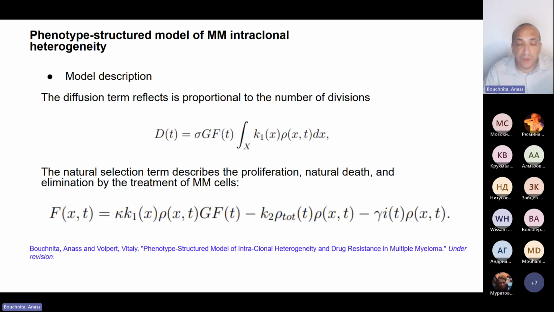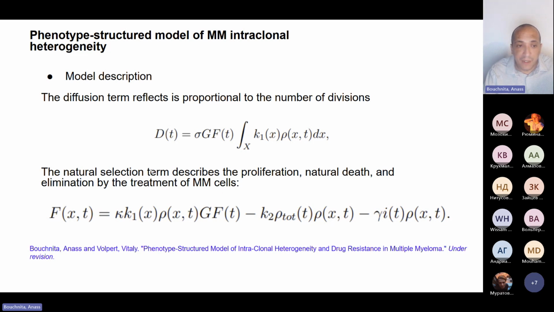So let's start with this diffusion term. First of all, we need to reflect the fact that diffusion here correlates with the number of divisions. To include this, we consider that the diffusion term changes over time, and it's proportional to how many divisions we have in the population, which is calculated by this term, and also proportional to the availability of resources. That was an interesting modification, and I think this is the first time that we introduced this term to this type of models.